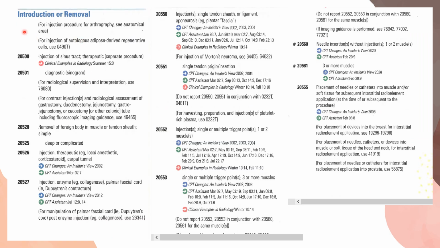So these are the codes you will see under introduction and removal, and if you study them, there is injection of the sinus tract, removal of the foreign body, injection of the therapeutic, local anesthetic for the carpal tunnel, injection of the enzyme. So various kinds of injections come into this particular introduction. Under introduction they have discussed, then there is needle insertion, there is placement of the needle or catheter. So you need to read the code language very carefully before picking up the code.